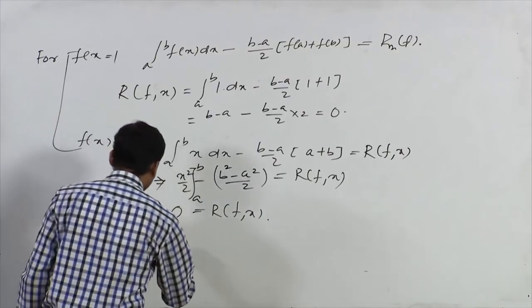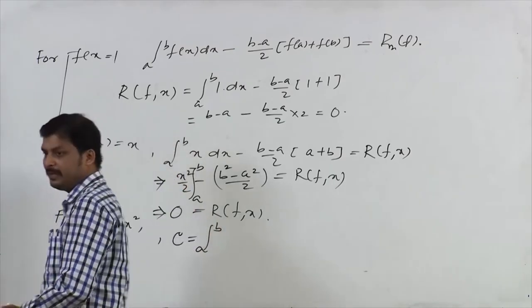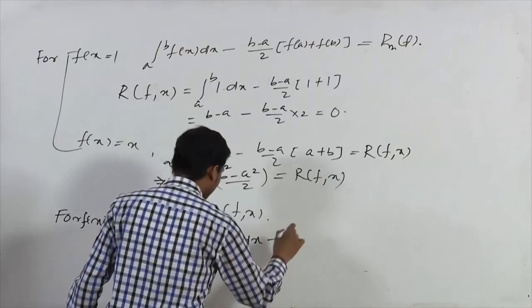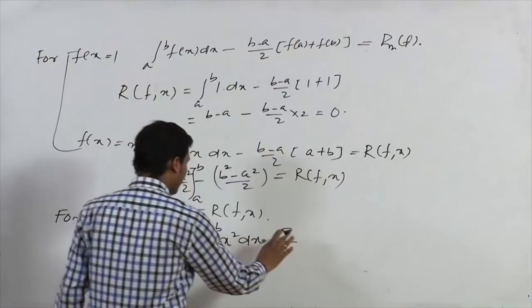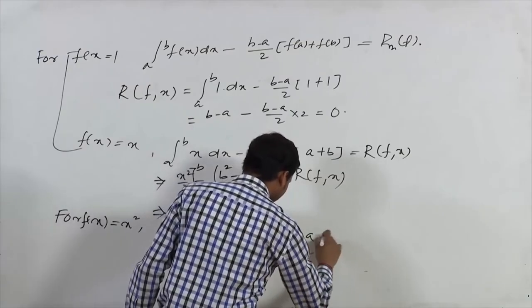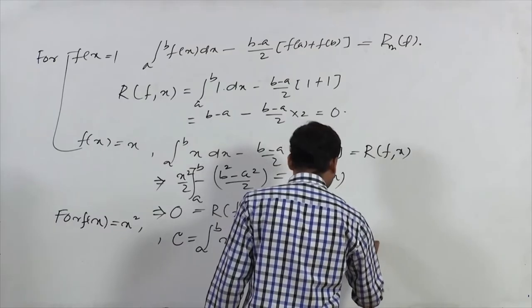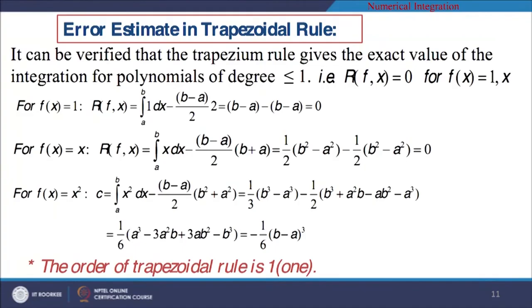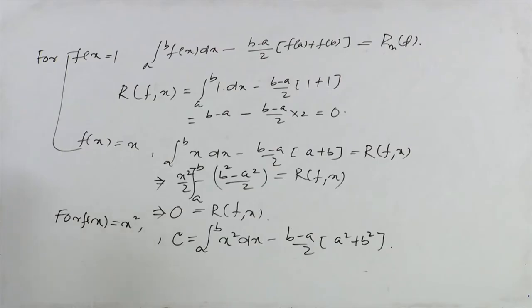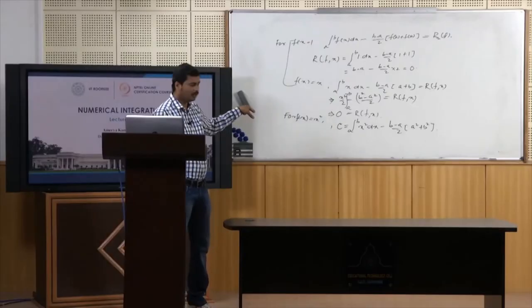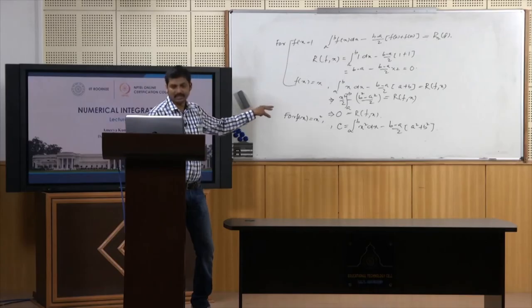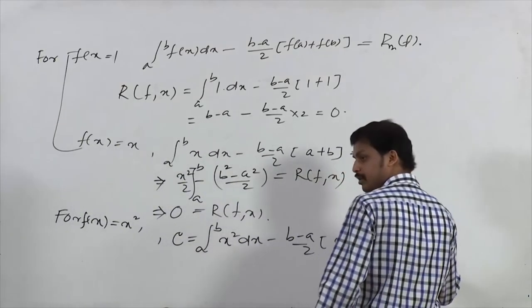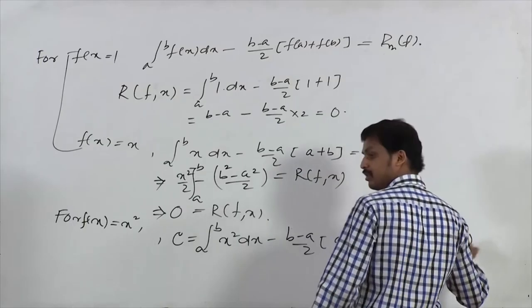If we put f of x equals x square, c can be written as the integral from a to b of x square dx minus the trapezoidal rule formula, that is (b minus a) by 2 times (a square plus b square). If we solve this, x cube by 3 comes, so we write b cube by 3 minus a cube by 3, put all these ranges in, and then we obtain the c value as minus 1 by 6 (b minus a) whole cube.